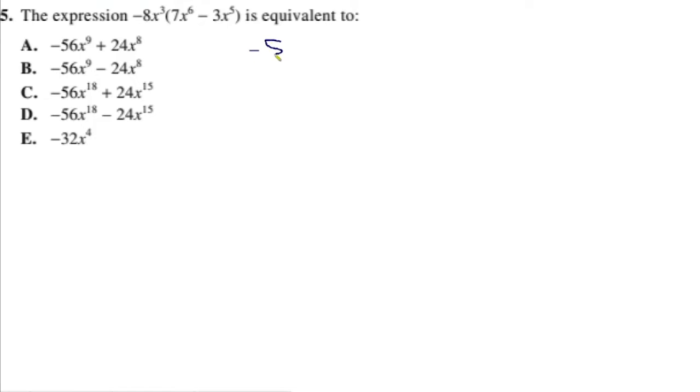We just multiply this out. We have negative 56 x to the ninth. We add the exponents when you're multiplying. Negative times negative is positive. We have plus 24 x to the eighth, which is A.